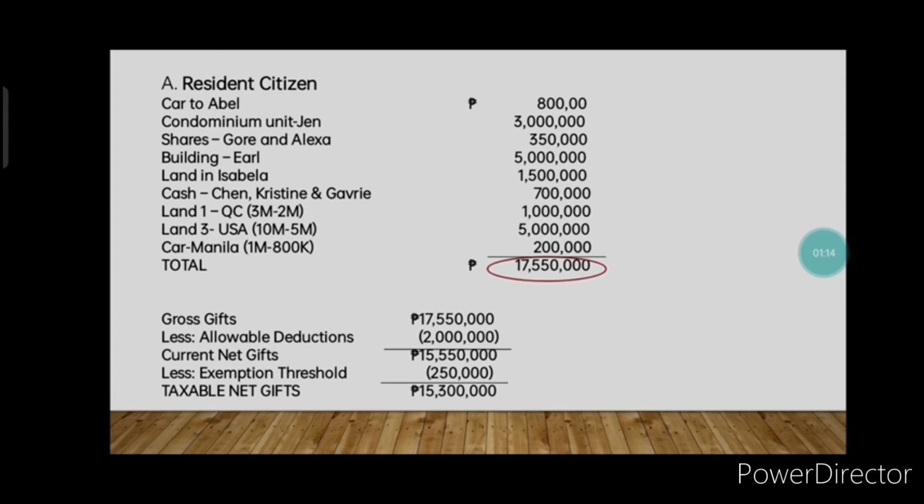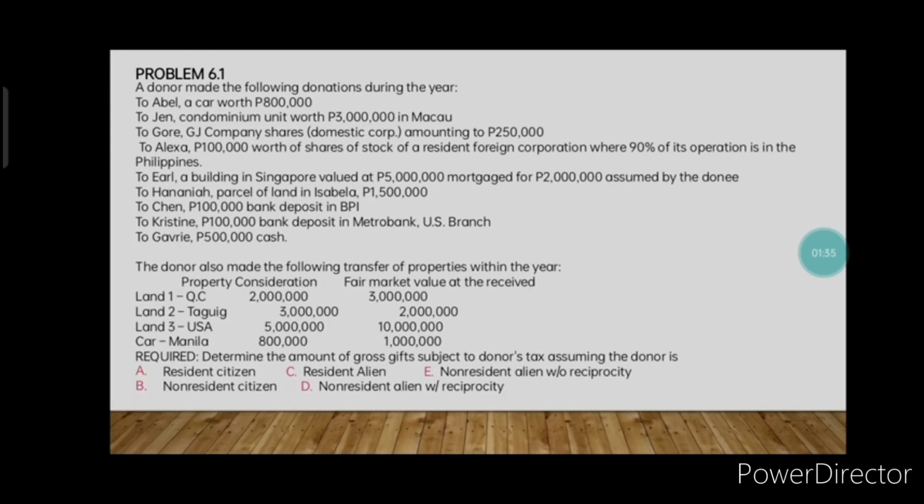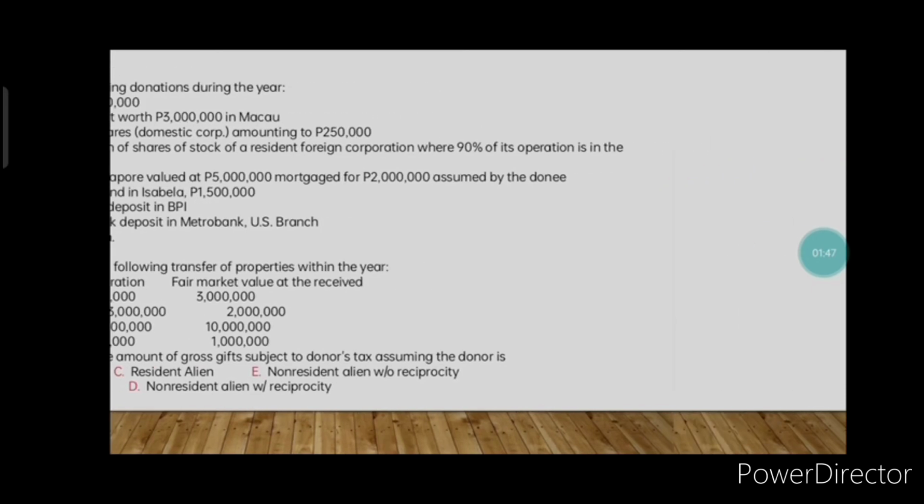Land in USA, we have 10 million minus the 5 million. We have the excess of 5 million. And the car in Manila of 1 million minus 800,000, we have the excess of 200,000. So, sum it all, we have the total of 17,550,000. As you observe, land 2, which is in Taguig, is not included, because the property consideration is higher than the fair market value, and by that it is not included in the gross gifts amount.